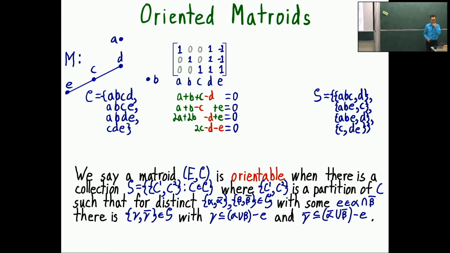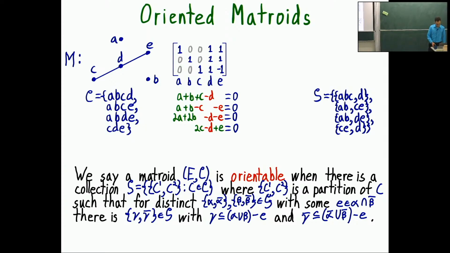Yeah. And when I've multiplied the last column by -1, all I've done is change the sign in all of these linear dependencies. So I've just changed the position of E in each of these bipartitions. Right. So this is the orientation of the circuits.